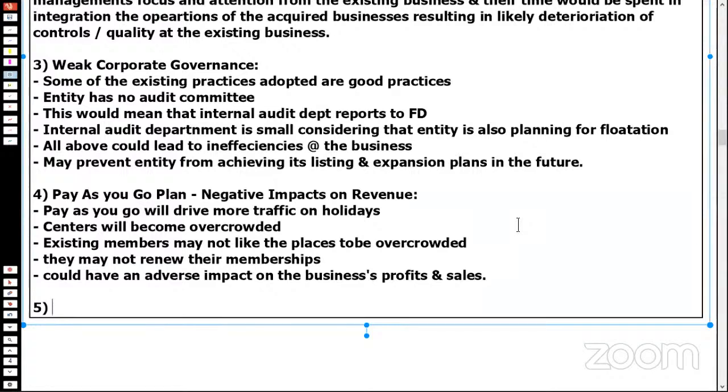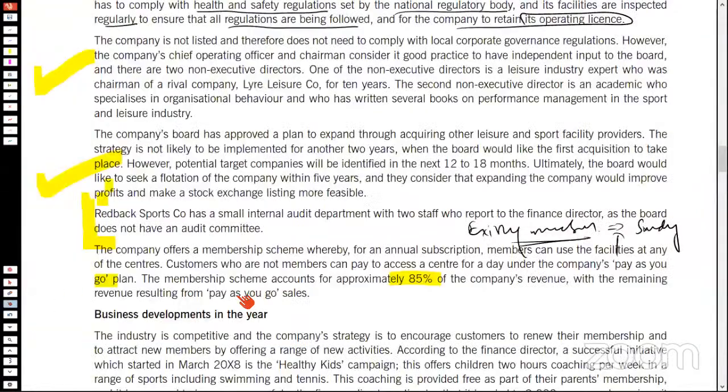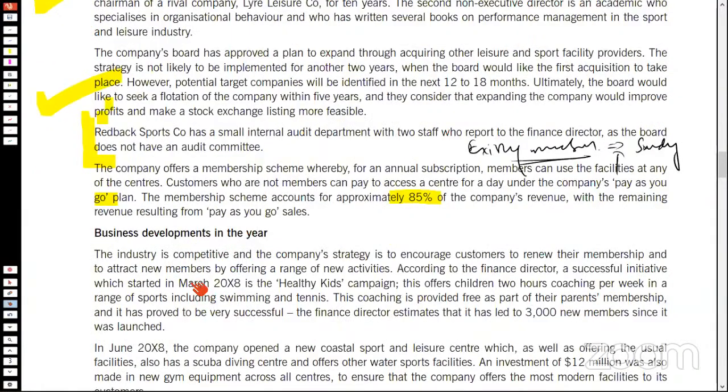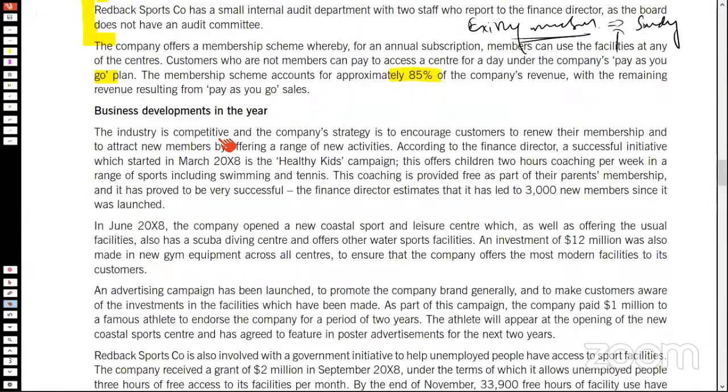Now let's move a bit forward and discuss further. The next aspect is the business developments in the year. It says the industry is competitive. You see, what am I doing? I'm actually applying these Porter 5 forces. I'm actually applying the building block model. This is what I'm doing.